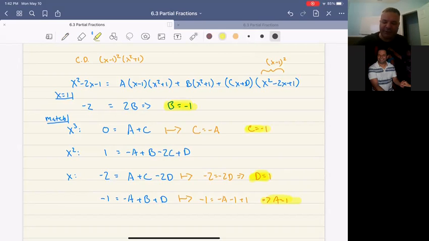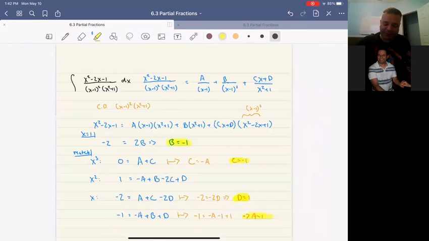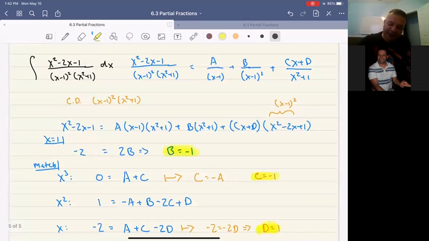Let me just check and make sure I got all those right. I'd hate to have to do that again. All right, well, it at least agrees with what I had the last time I did this problem a couple years ago.